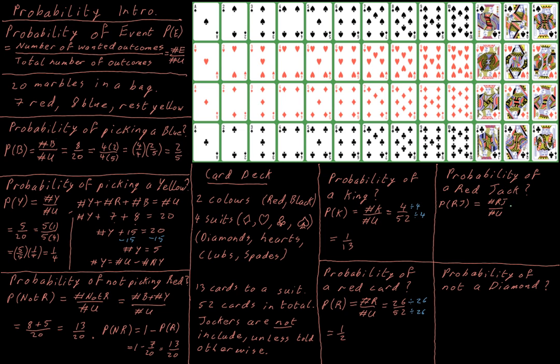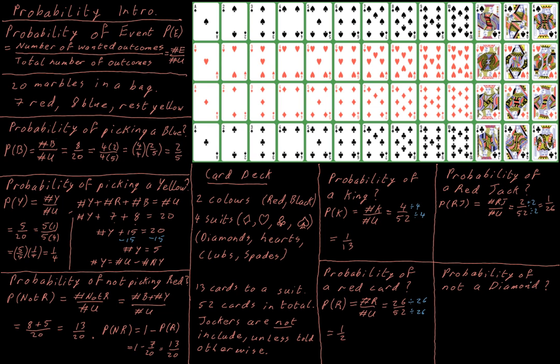So we have 2 red jacks out of a total of 52 cards. Divide above and below by 2. And you end up with 1 out of 26. So you have a probability of 1 out of 26. The other way of looking at this problem, that is the way that we would do that. We will look at other methods later on.